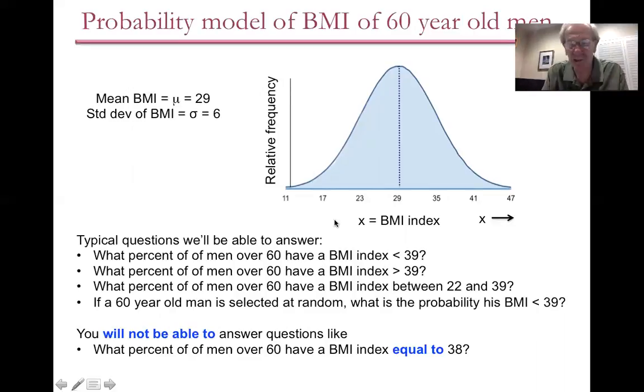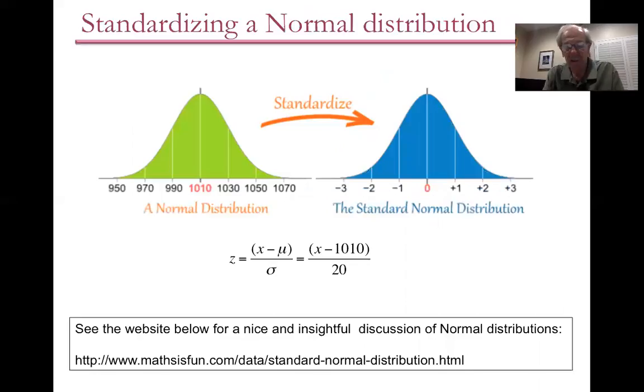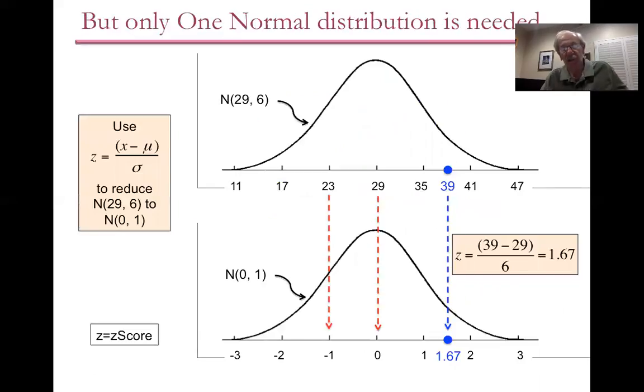So let me go back to this chart here. Not that one, this one. What percent of men have a BMI over 39? Well, if I draw this picture, the BMIs over 39 are from here out, and that equals the area under this curve. So kind of this area here.